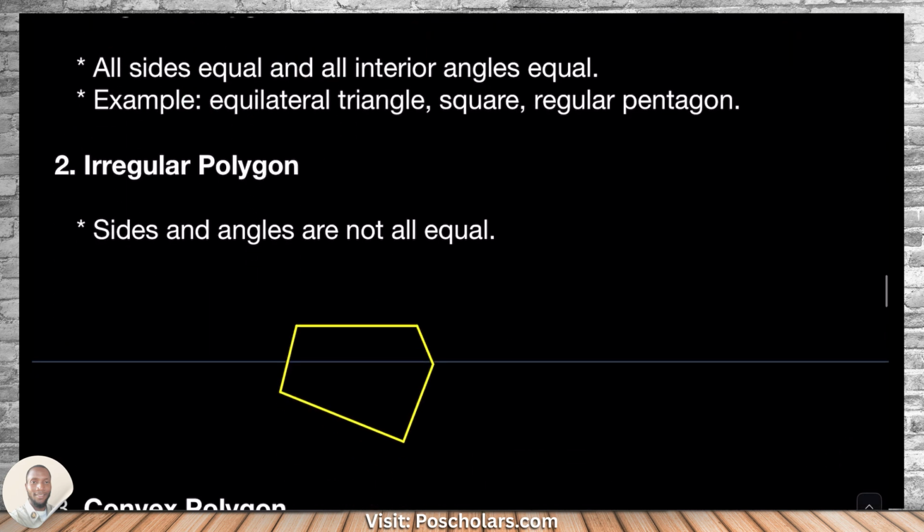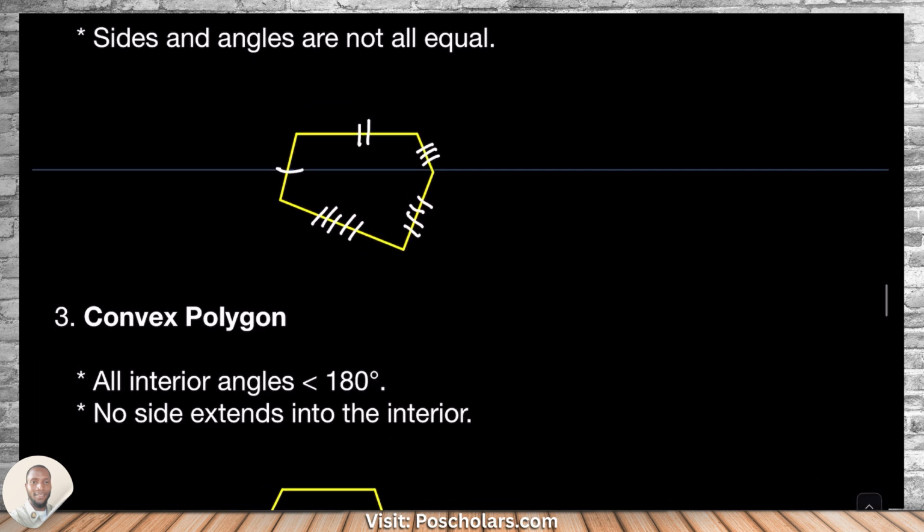Next, irregular polygon. Now, sides and angles are not equal. So this is an example of an irregular polygon because the sides are not equal, right? The sides are not equal. This side is not equal to this side, not equal to this side, not equal to this side, and not equal to this side, right? Good. Same thing with the angles.